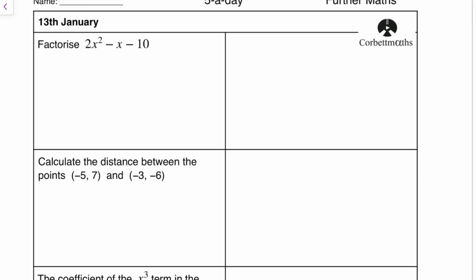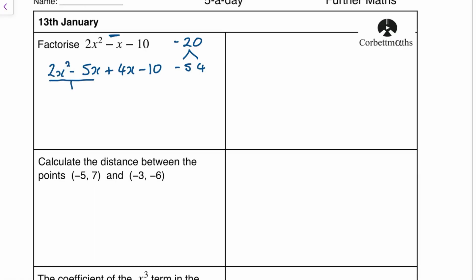So I do 2 times minus 10, so the A term times the C term, which is going to be minus 20. I then think about 2 numbers that multiply to make minus 20 and add to give me minus 1. And that's going to be minus 5 and 4. I'm then going to write this as 2x squared minus 5x plus 4x minus 10, which of course is exactly the same thing. I haven't changed anything. I've just split out the x into 2 different numbers.